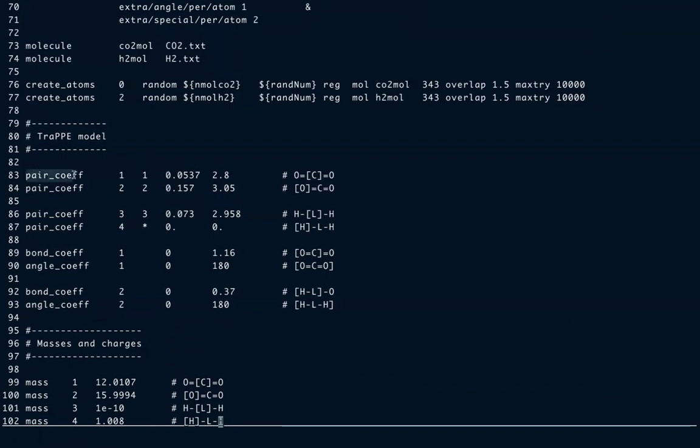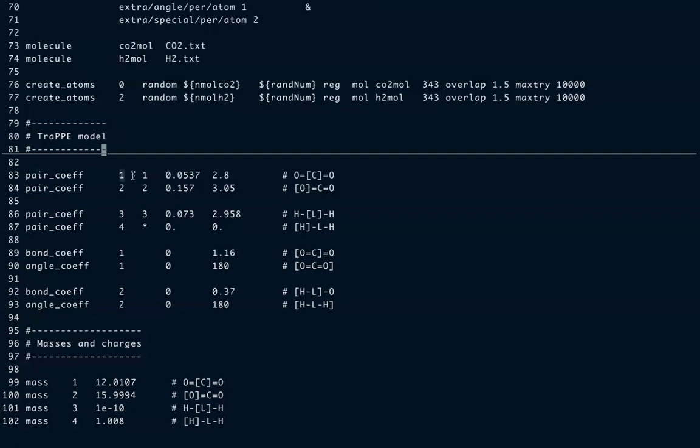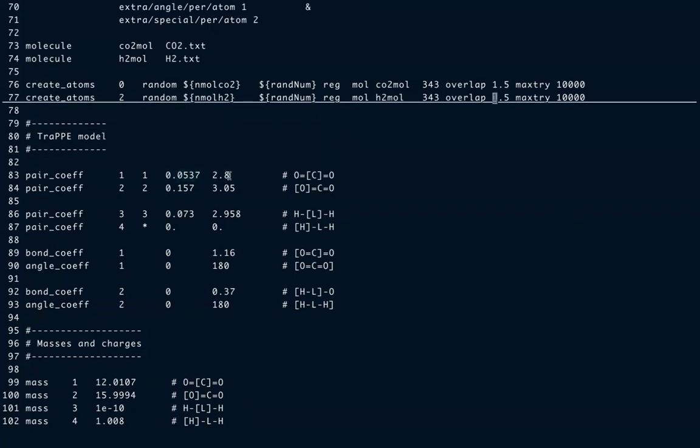So for example, let us pick CO2. So these are the Lennard-Jones parameters for CO2. And what it is telling is that pair coefficient is the keyword that you have to use here. And pair coefficient 1, 1 means that you pick type 1 and pick type 1. So the interaction between type 1 and type 1, which is carbon and carbon, is given by this particular epsilon and this sigma.